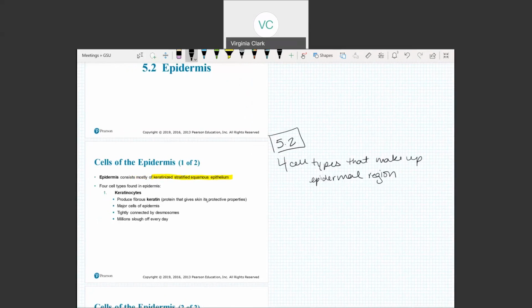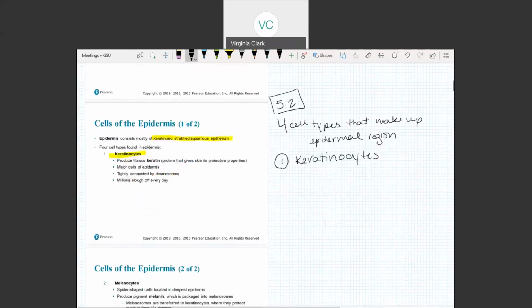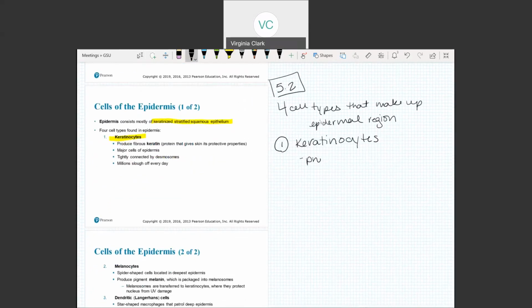So the first one is the keratinocytes. The keratinocytes essentially are going to be the type of cell in your epidermal layer, and they are going to be primarily responsible for producing keratin. Keratin is a protein that essentially gives the skin its hard, connective, protective properties. So this keratin is really important.